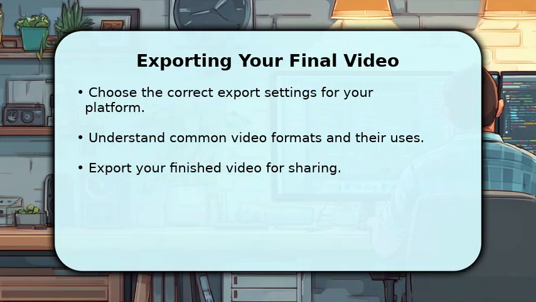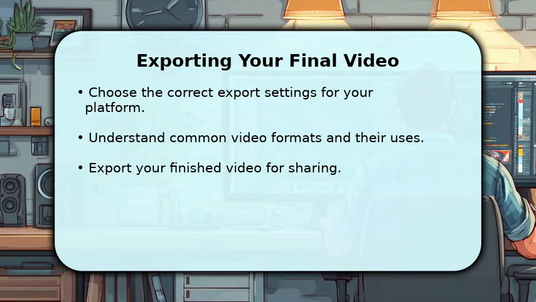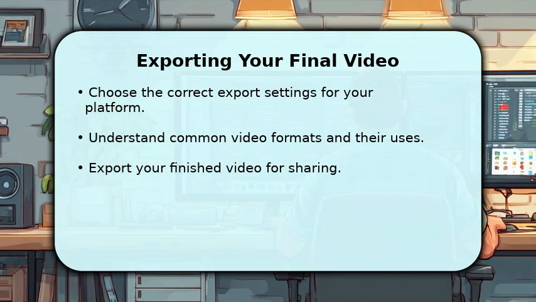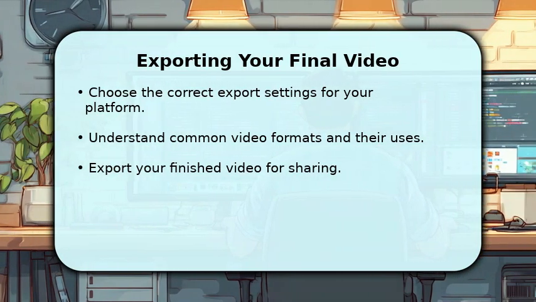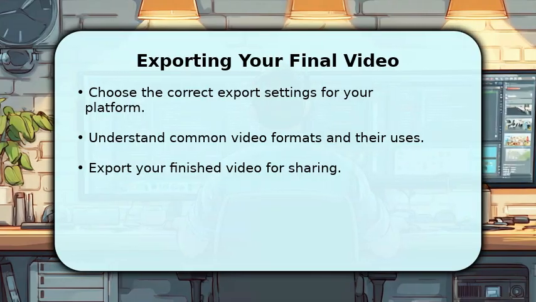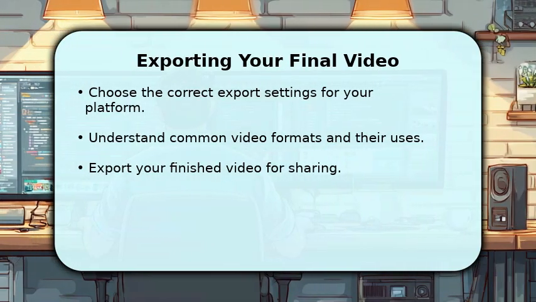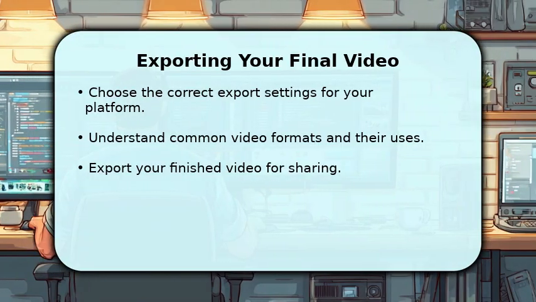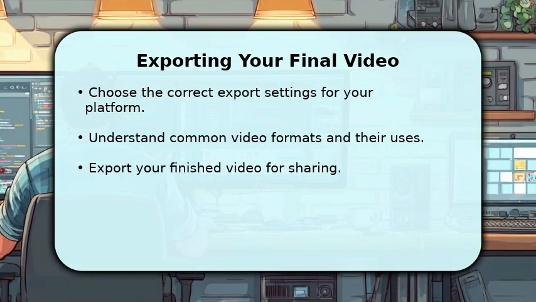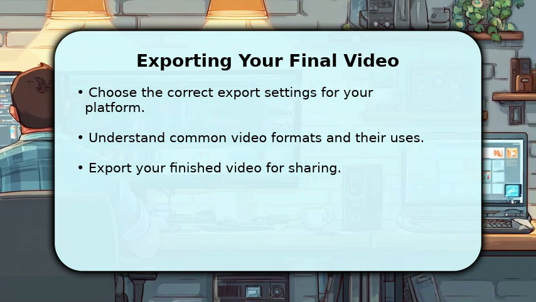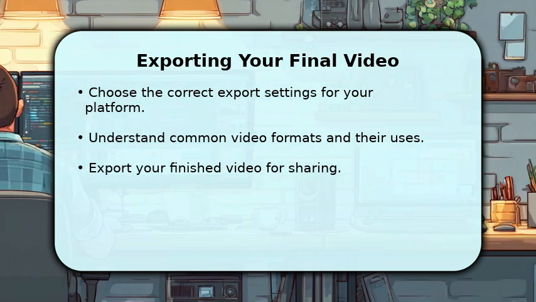In the Export Settings window, choose a suitable format like H.264 for web sharing, which offers excellent quality at a manageable file size. Select a preset, such as YouTube 1080p Full HD, and ensure your output resolution matches your sequence settings. Click Export, and Premiere Pro will render your video, ready for you to share with the world in just a few minutes.